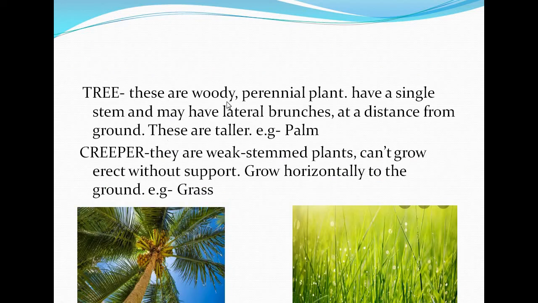Trees, these are woody perennial plants, have a single stem and may have lateral branches at a distance from the ground. These are taller plants like palm. And creeper, they are weak-stemmed plants, can't grow erect without support, and grow horizontally to the ground like grasses. Here is the picture.